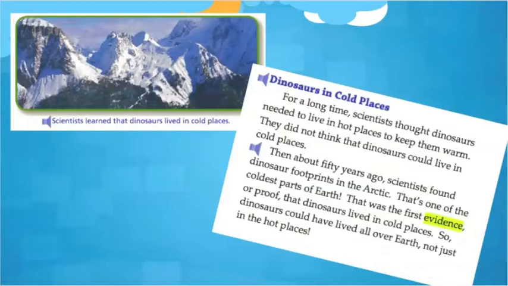Evidence. According to this sentence, what does evidence mean? That was the first evidence or proof that dinosaurs lived in cold places.